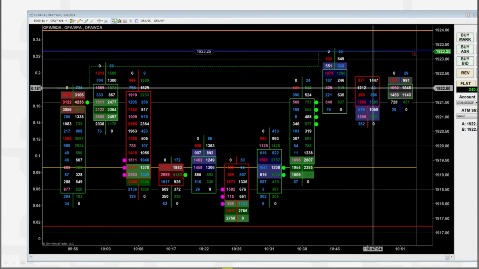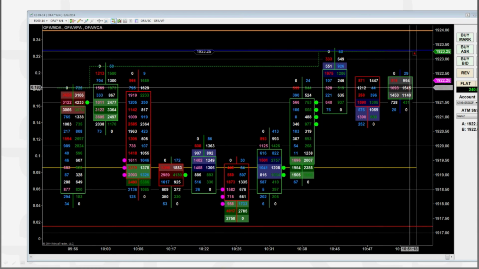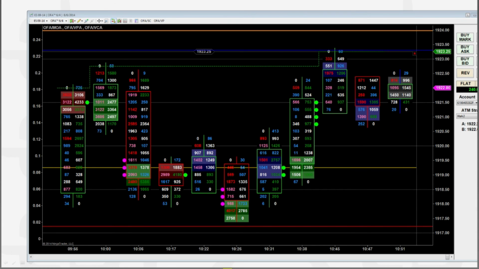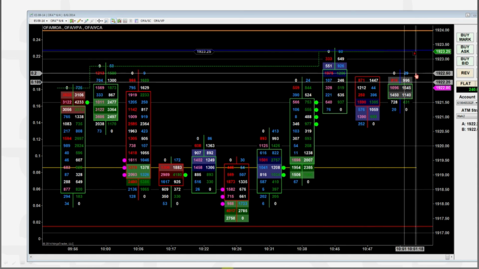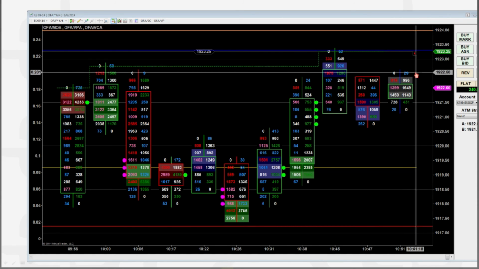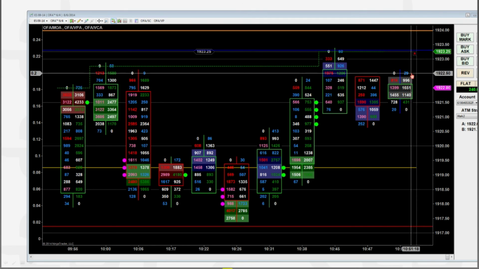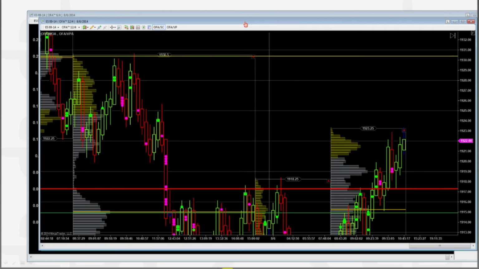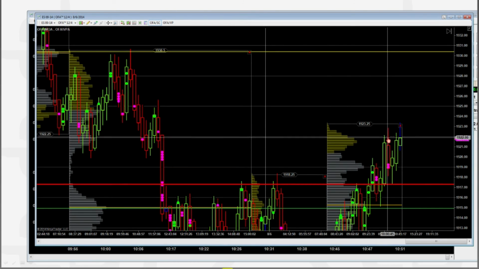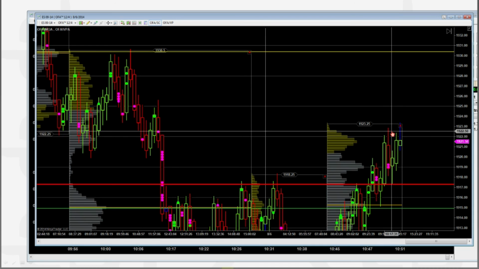However, the print is telling me buyers, at least right now, are done at 22.50. So I go back to my profile and say, well, if buyers are done at 22.50, that's fine. Where might they re-engage? Well, they might re-engage here at 20.75, possibly down to 20.50, and 19.75, or back in front of this low volume area at 18.50.